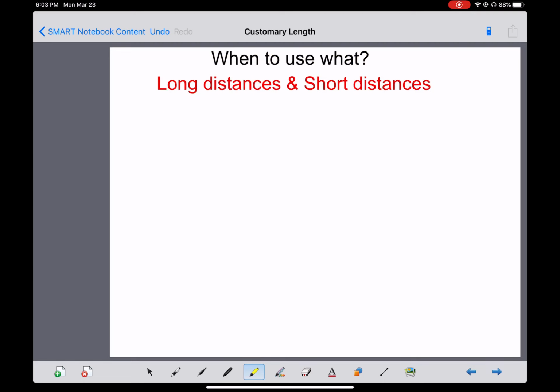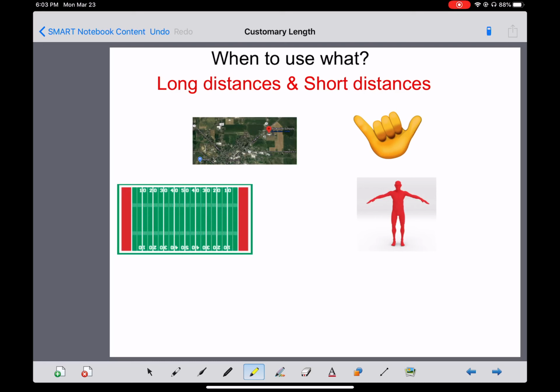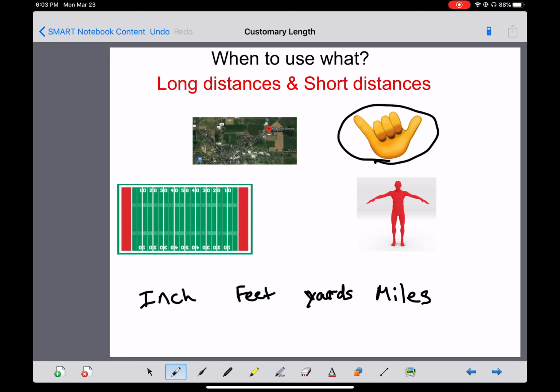So let's start talking about these distances. Again, we have inches, we have feet, we have yards, and we have miles. And we can use certain measurements for certain things. For example, if we look at this hang sign right here, you could measure it with any distance you wanted, but the most practical would be the inches, because it's one of our smallest units to measure. So we could use inches to measure the hang sign.